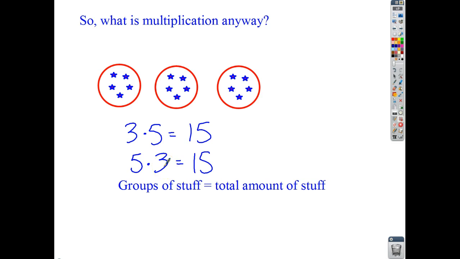Now, I couldn't say I have 5 groups of 3. That doesn't make sense for what I have up here. You do get the same answer, but you have to understand if the way you're saying it actually makes sense for what it is we see. All right, so that's the basic gist of multiplication. Groups of stuff equals the total amount of stuff.